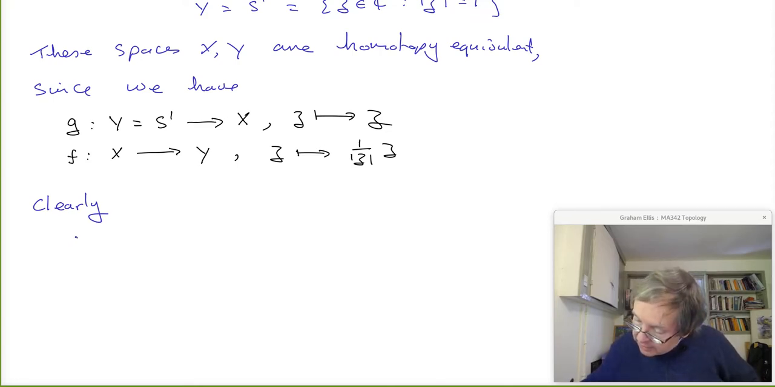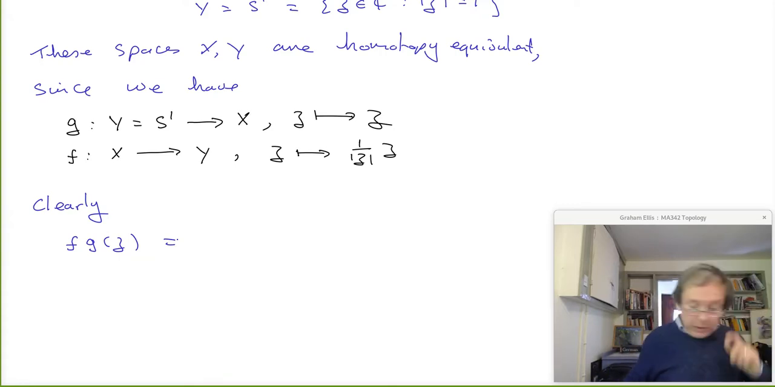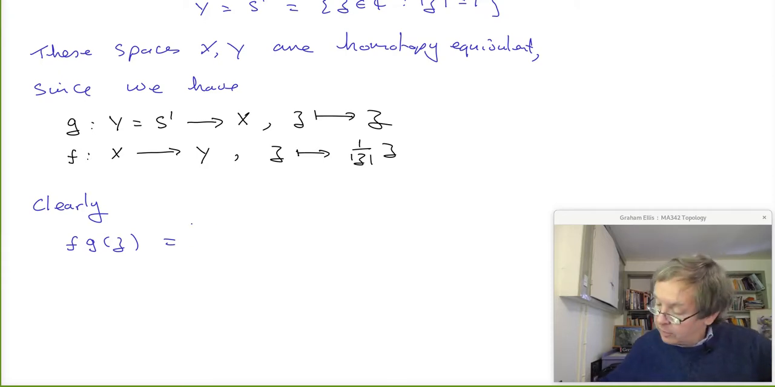If I take the composite function fg and I apply it to z, let's see, can I ask a question in the chat? Suppose z is in y. So suppose z is a point on the circle, and I apply the function g to it, and then I apply the function f to what I get, what do I end up with? What's fg of z? Any offers while I sip my coffee? Z, yeah, I'll go along with that. It's just z. So it is clear.